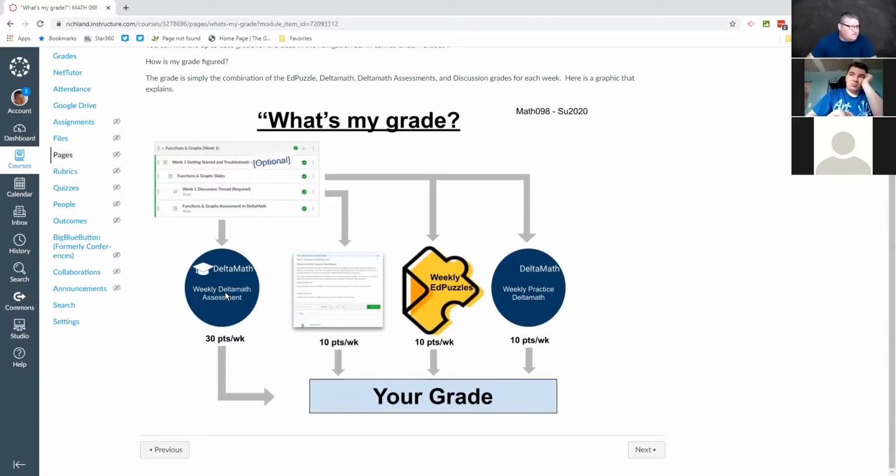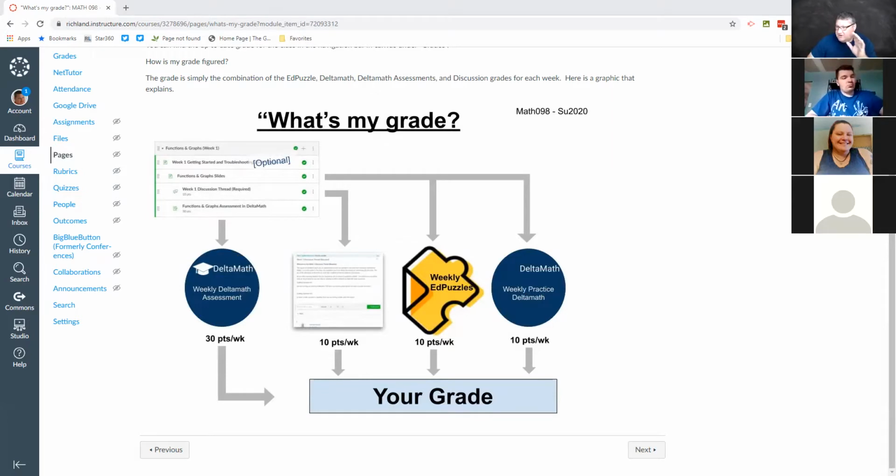What you'll notice is that in essence, 50% of the class is test-based and 50% of the class is your work either in Delta Math, Edpuzzle, or the discussions. Does that make sense, everyone, for the ratio of points for each week? Yes. Cool. And so everybody understands that each unit, you have 3 things to do, then the test each week.